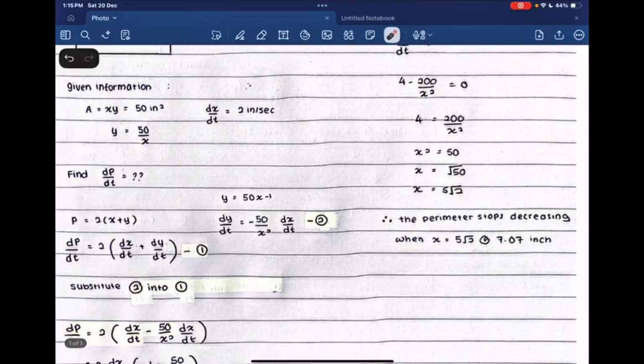So we write that the perimeter stops decreasing when x equals 5 square root 2, or we can also write it in decimal form, which is 7.07 inches. So that's all from me, and let's move on to the next part.